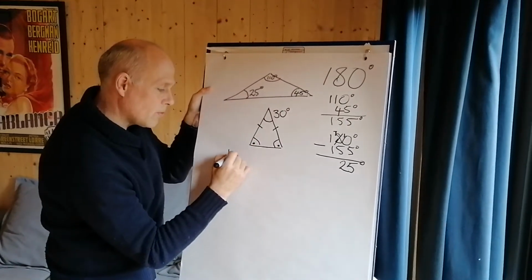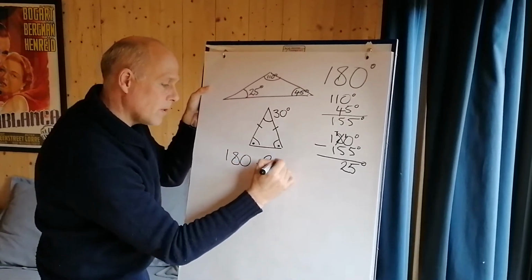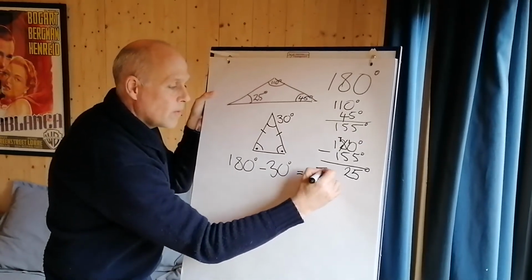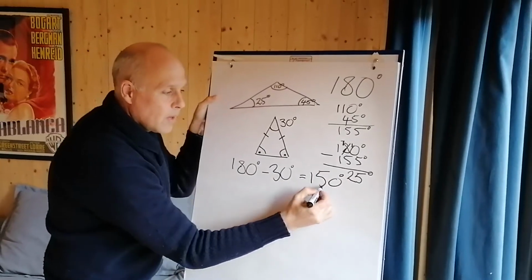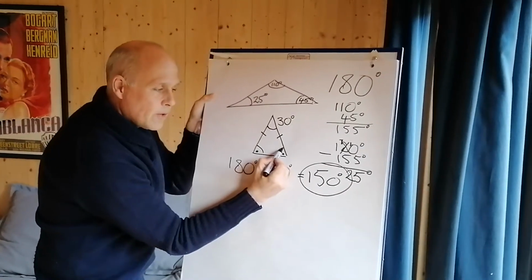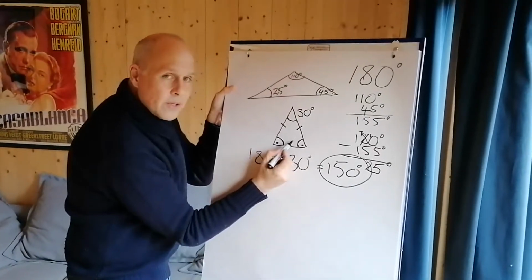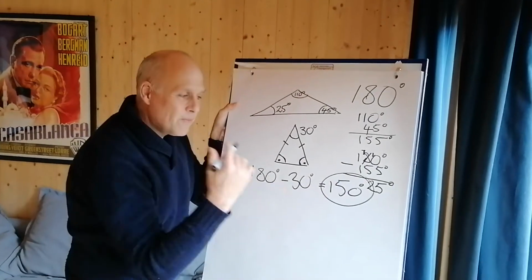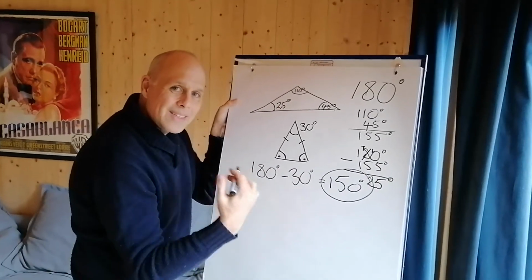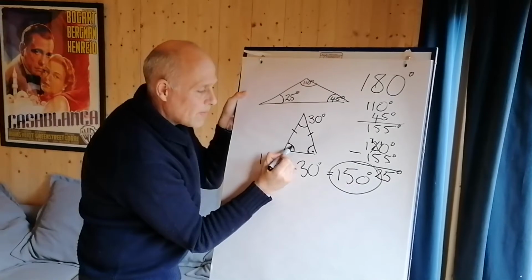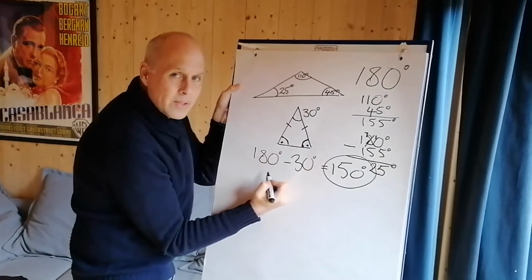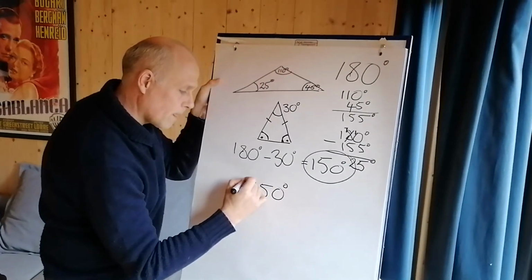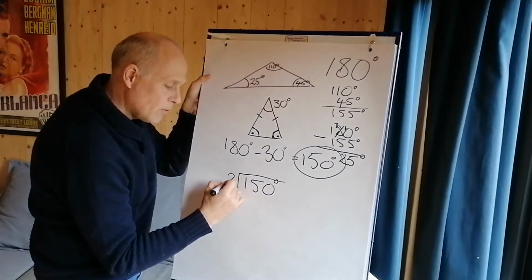Let's do that. 180 degrees subtract 30 degrees will leave us with 150 degrees. That 150 degrees is the total of these two angles. Therefore, if we divide that 150 in two exactly, we will be left with one of these angles. Let's have a go at it. 150 degrees. We'll divide that by 2.